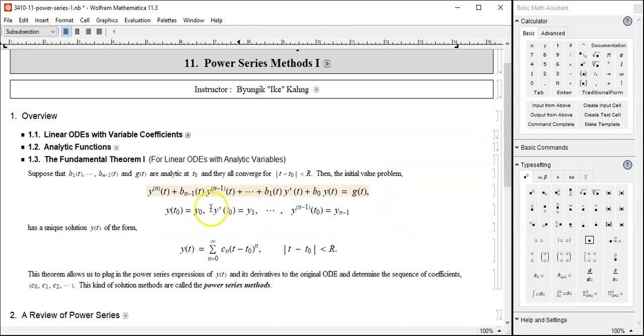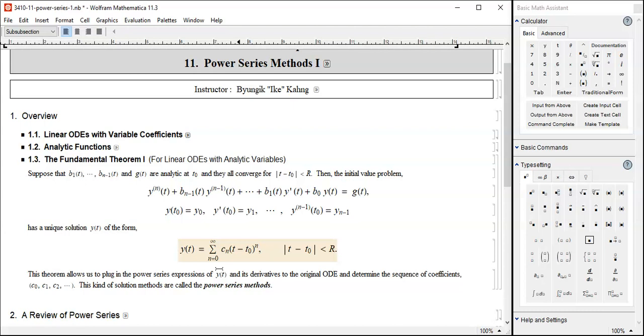Now in this case, we can consider the radius of convergence for all these functions, g, b0, b1, all the way over to b_{n-1}. And then we're going to take the smallest of all. Let's call that capital R. And within that radius of convergence, we're going to have a unique solution, y of t, in a power series form like this. That's the fundamental theorem.